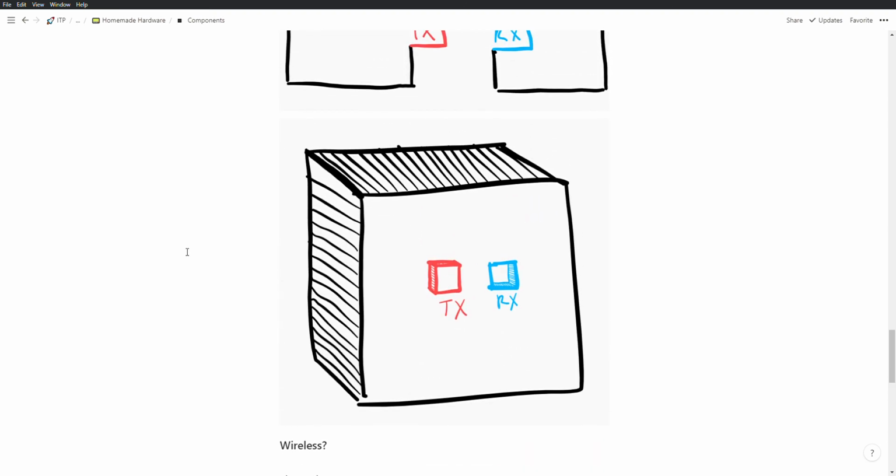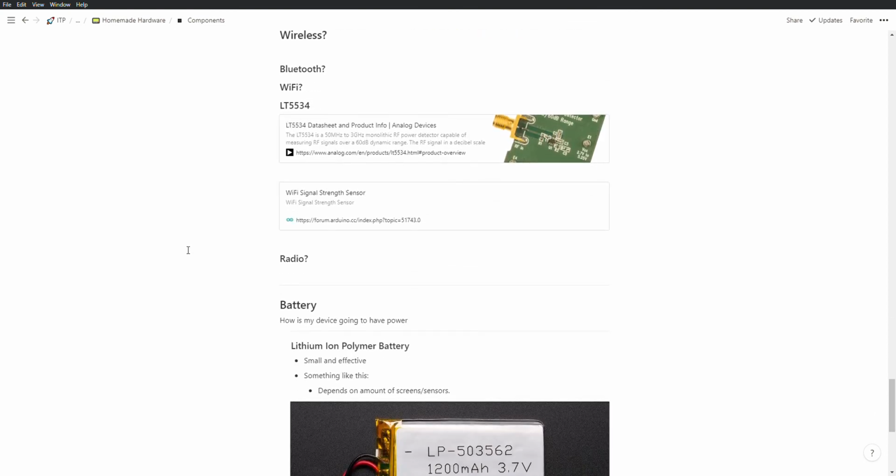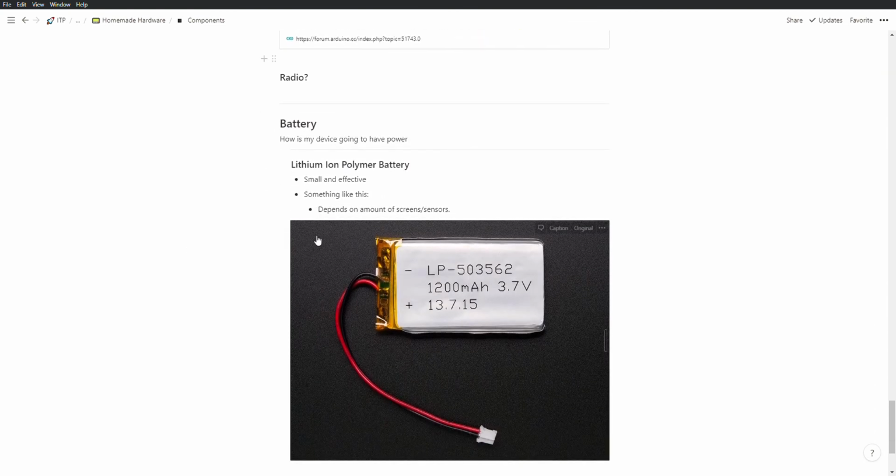Maybe if that doesn't work that well, I could look into other things, though I think that's my best option. And I thought about the battery. That would be a lithium-ion polymer battery.